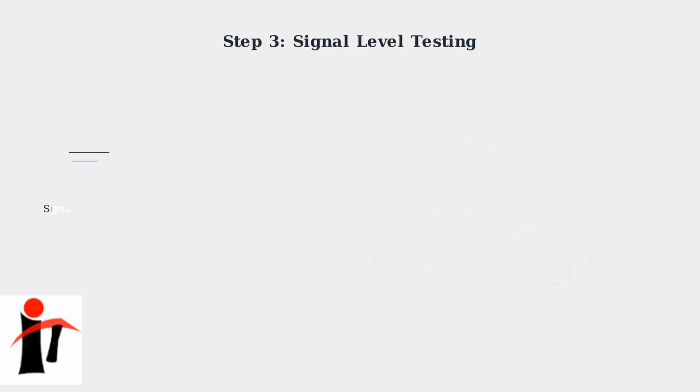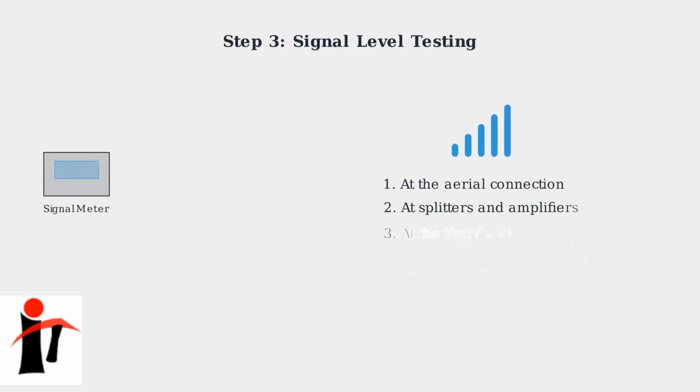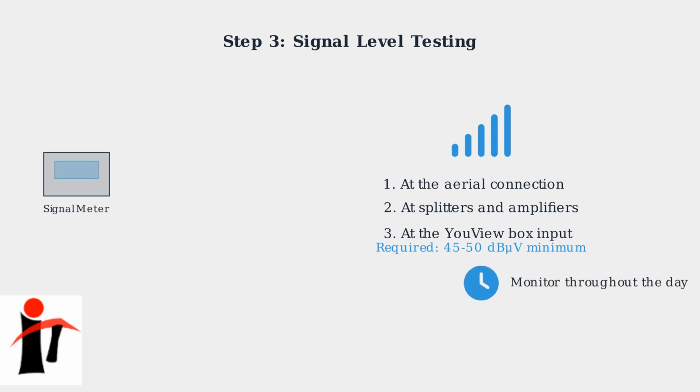Test signal levels at multiple points in your system. Check the signal at the aerial, any splitters, and finally at your YouView box. This helps identify exactly where signal loss is occurring. For advanced troubleshooting, monitor signal variations throughout the day. Signal strength can change due to atmospheric conditions, interference, or transmitter maintenance work.